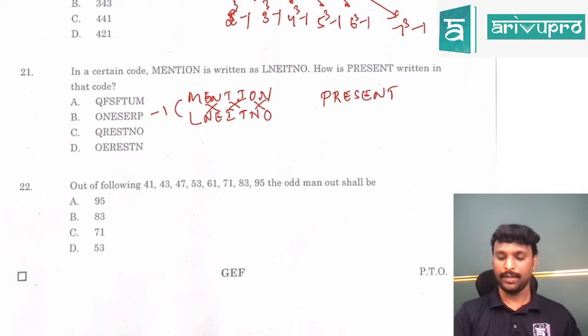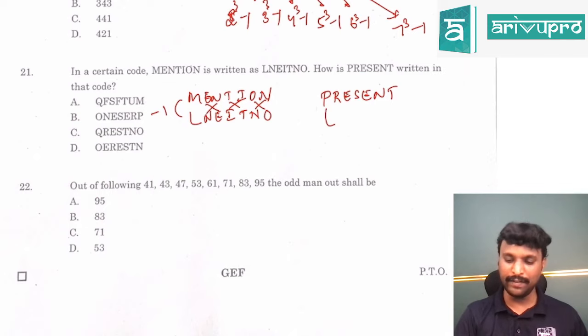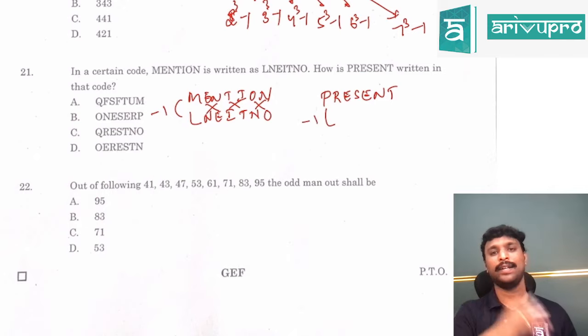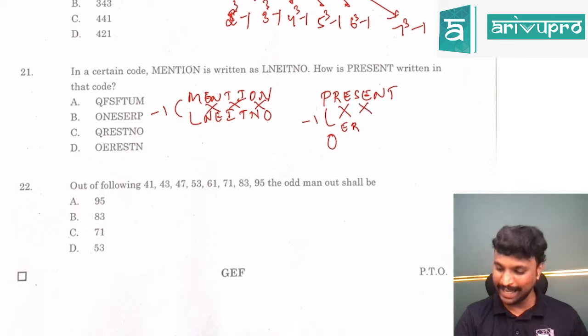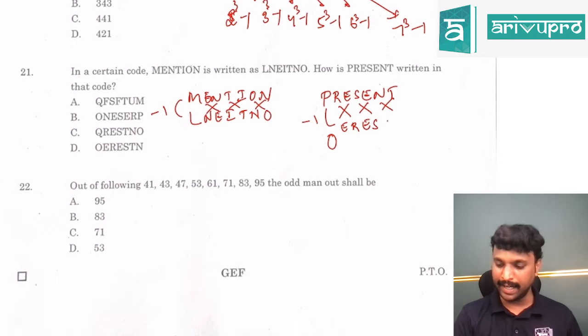All right, so the same pattern you have to apply. Only for the first letter it is minus 1. One letter before P is what? O. And then if you interchange R and E, it becomes what? E and R. If you interchange S and E, it will become E and S. If you interchange N and T, it will become T N.